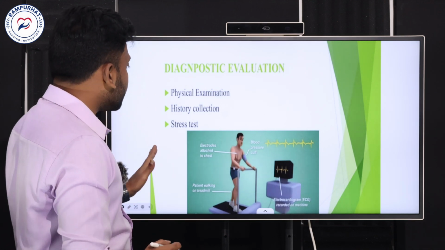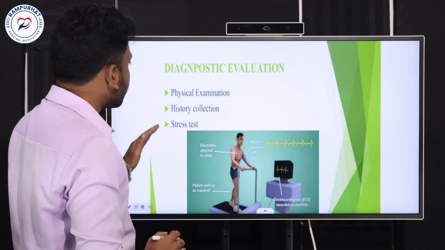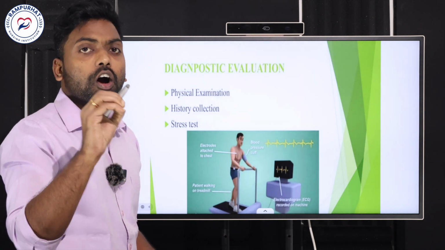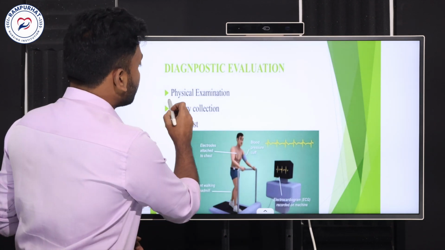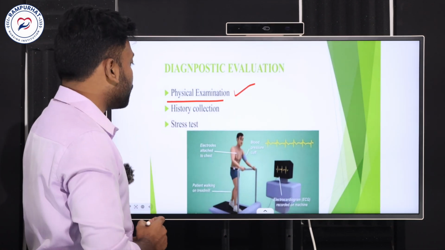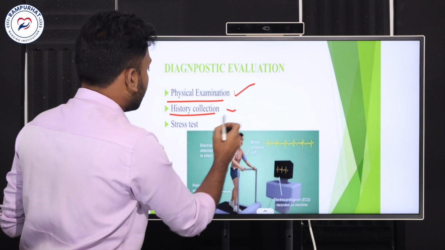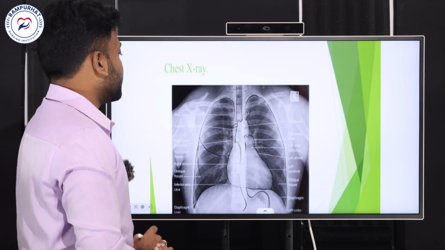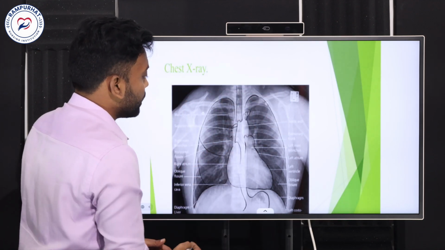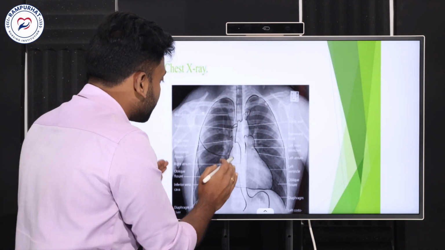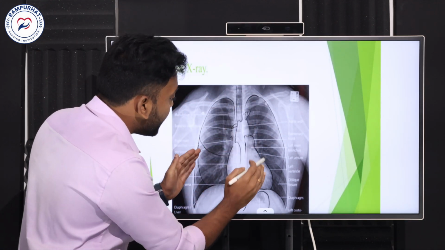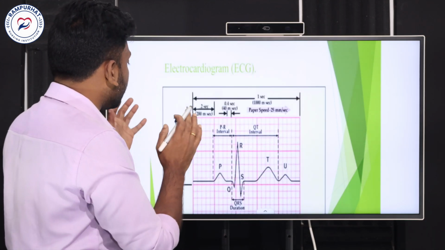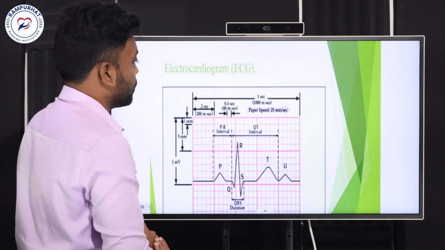So what is the diagnostic evaluation? Because of these diagnostic findings, you can find whether the patient is having a heart attack or some other disease condition. The first one is physical examination as usual, the second one is history collection, the third one is stress test, and the next one is chest x-ray. This chest x-ray is for visualization of the cardiac muscle and the size of the heart. By that you can understand the normal capacity of the muscle structure of the heart.